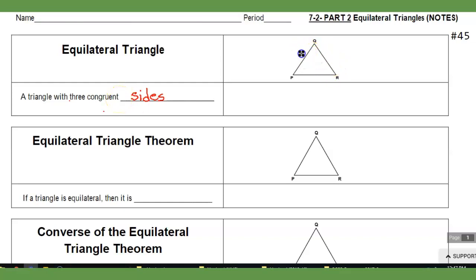So in general, if you can prove that all three sides are congruent, so that would be PQ congruent to QR, congruent to PR, then triangle PQR is equilateral.